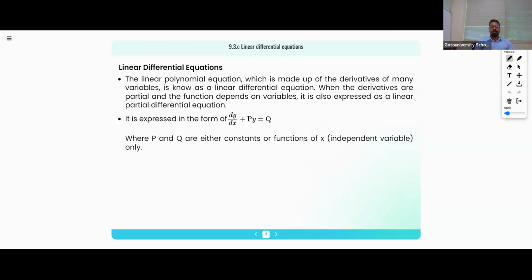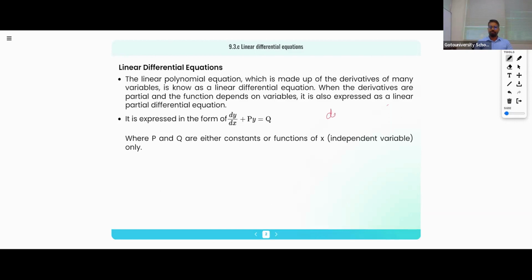A linear polynomial equation, which is made up of derivatives of many variables, is known as a linear differential equation. When the derivatives are partial and the function depends on the variables, it is also expressed as a linear partial differential equation. But let us not worry about partial differential equations right now. Okay, so that's not in our syllabus anymore. So let's only worry about the linear differential equation, a complete linear differential equation.